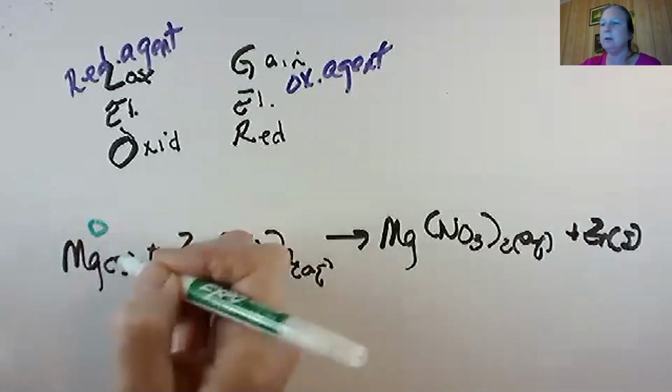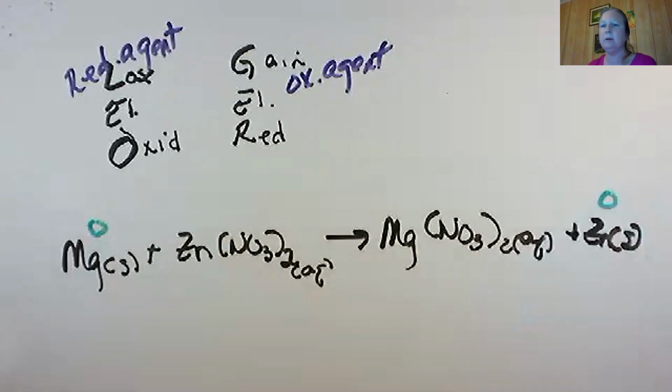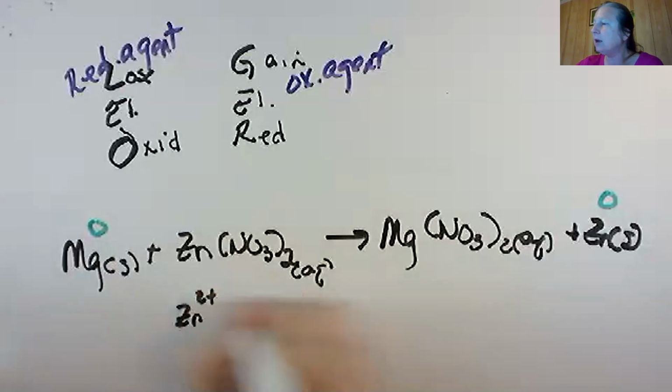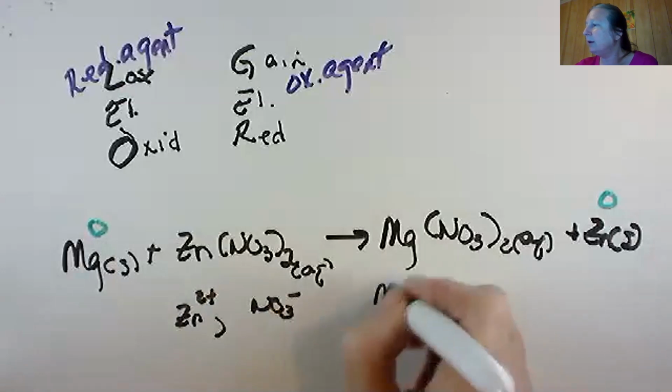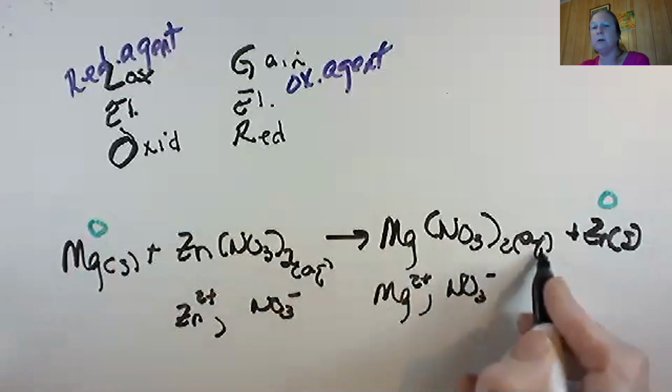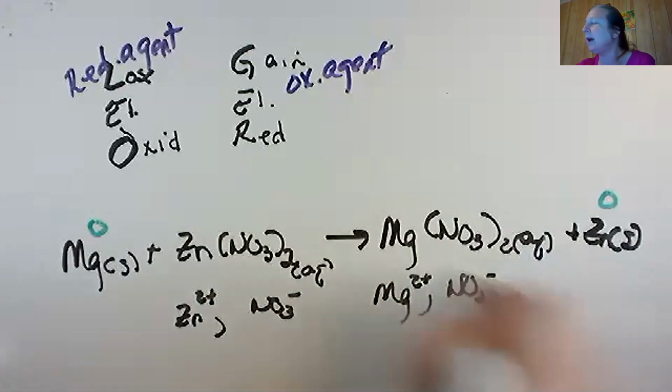The magnesium solid is 0 and the zinc solid, that's a solid, is 0. Okay. This is dissolved, so actually it's zinc 2+ ion and nitrate ion. This is magnesium 2+ ion and nitrate ion. It's dissolved. It says aqueous. So this is what you really have in there, a soup of ions.